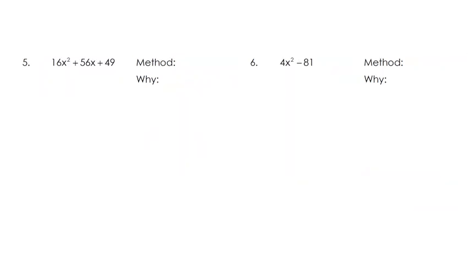Okay, looking at number 5, GCF, yes or no. I'm looking at 16, 56, and 49. They don't have anything in common. So then I'm going to go down to a trinomial, 3 terms. Are A and C perfect squares? In this case, yes. 16 and 49 are perfect squares. So this is going to be special cases.